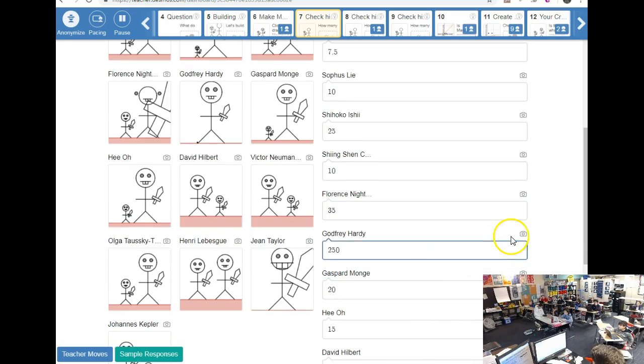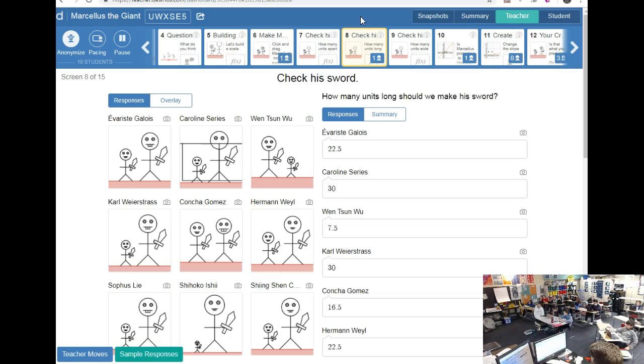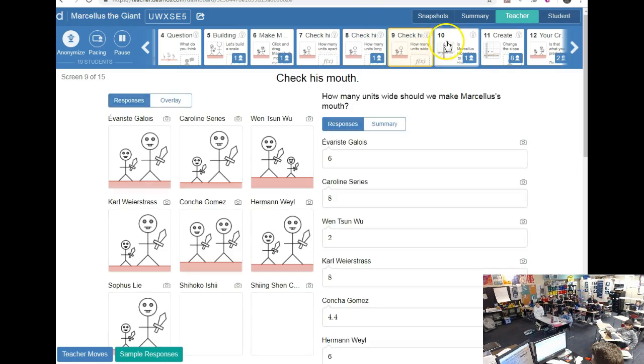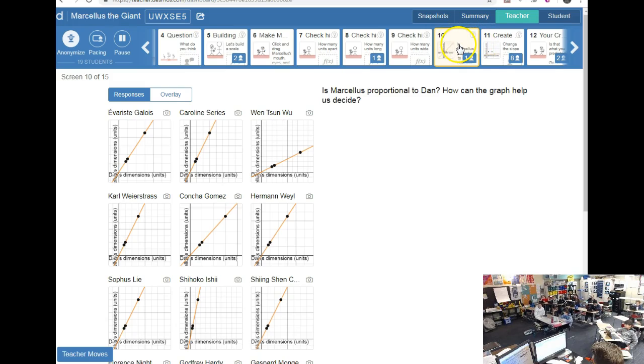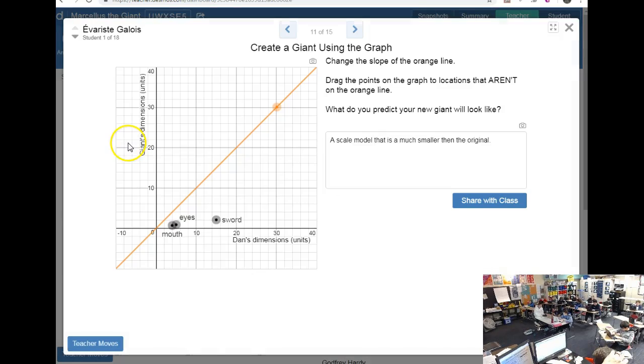Someone's making Marcellus 250 times Dan. That's kind of big. Okay, Gene Taylor. Let's calm it down. I made an alien. I somehow made an alien. I'm 12. So like I said, your work may be different than the others. This is where everyone's is going to be unique. Right? So depending on how you change your orange line and where you put your points, it's like Galois here is a scale model that is much smaller than the original.